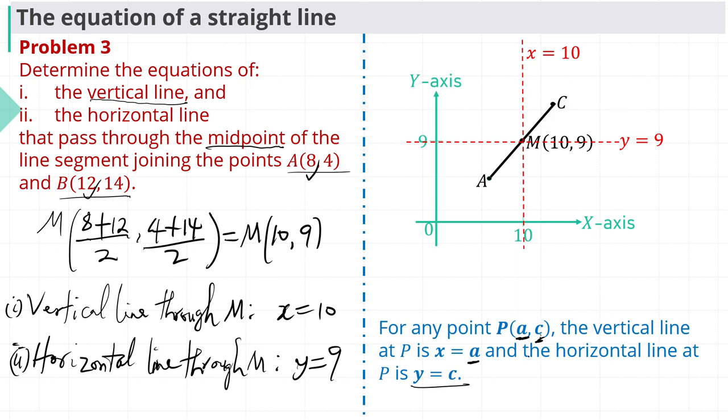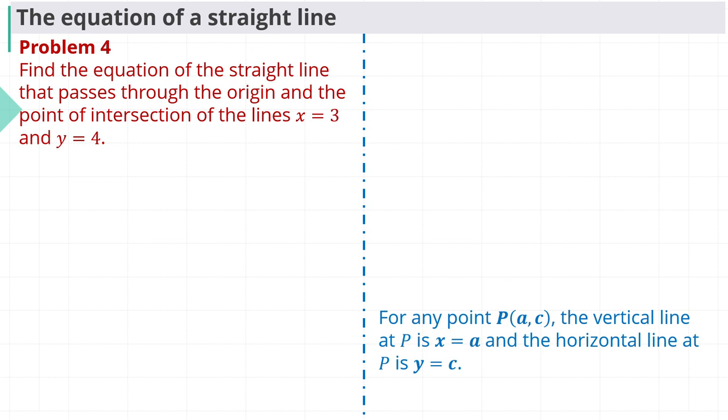So this question I we have solved. We notice that the midpoint is (10, 9). We simply write x equals 10 as the vertical line that passes through M, and we also write y equals 9. So the answers are taken directly from the coordinates (10, 9).